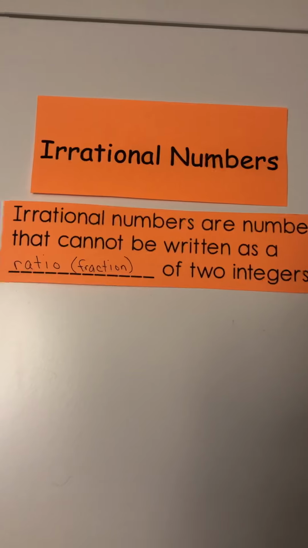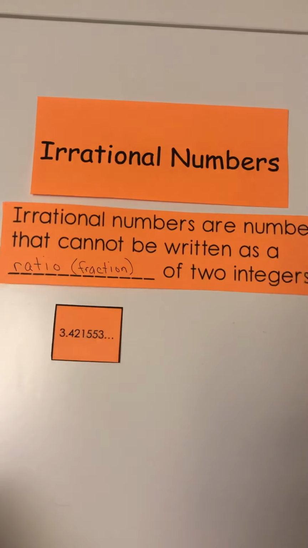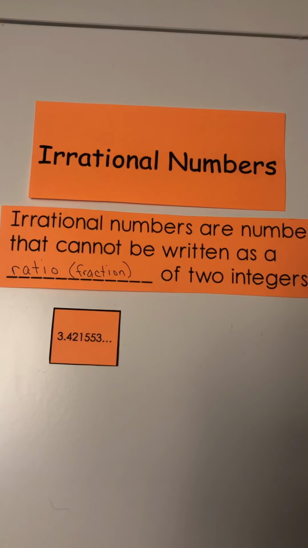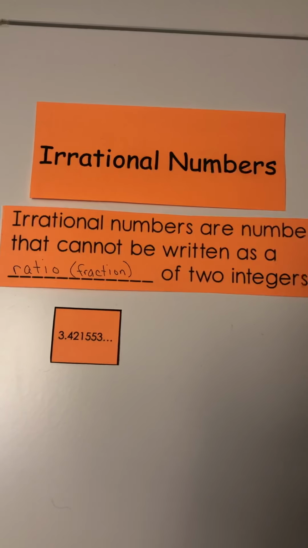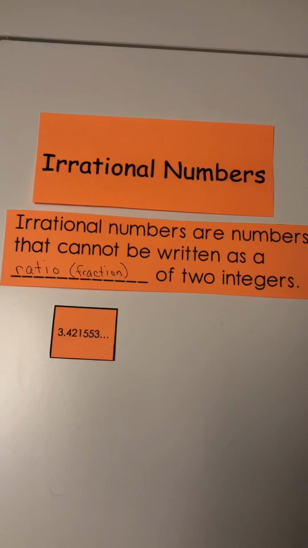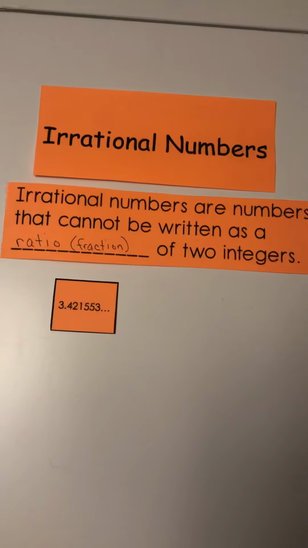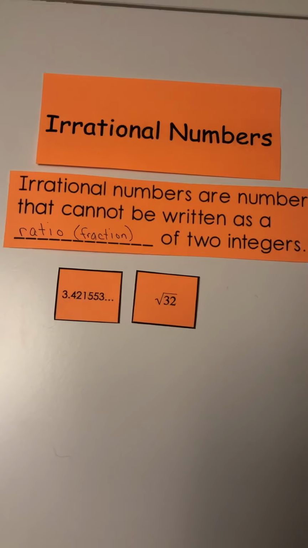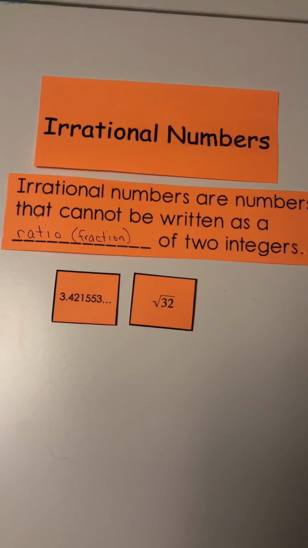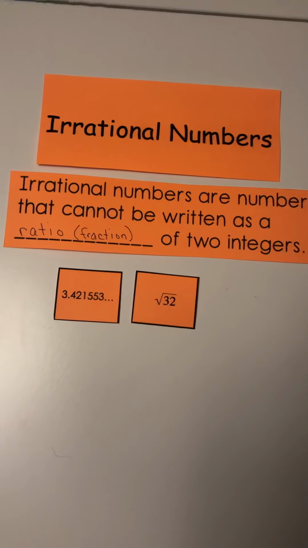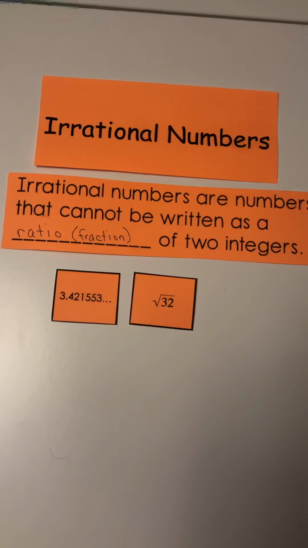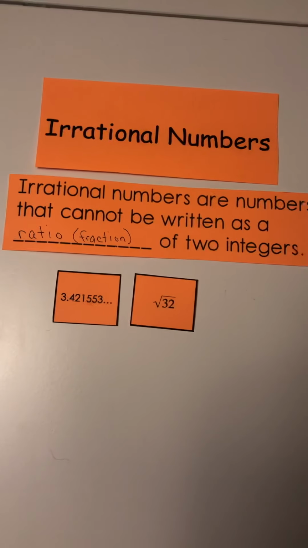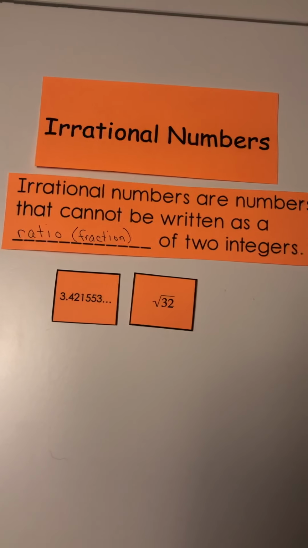So if you look at this one, 3.421553... that's a very irrational number. There's no system to it. It doesn't have a pattern. It is non-repeating. So that is an irrational number. Now, if you were to do the square root of 32, if you put that into a calculator, you'd see that the number probably would wrap around your entire bedroom because it's a square root, but it's not a perfect square root. So if it's not perfect, it's irrational.